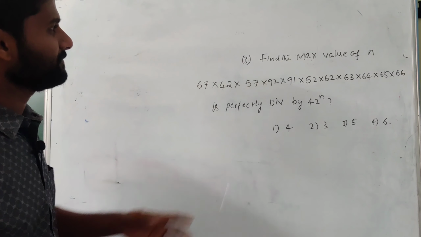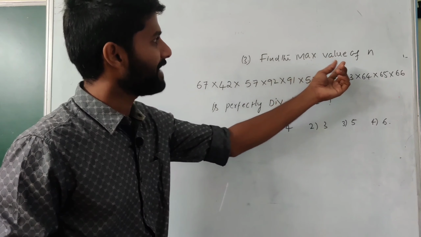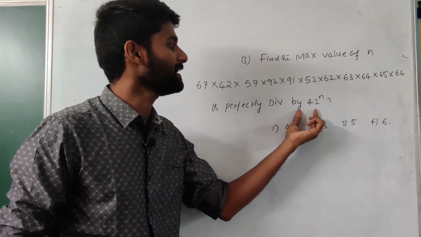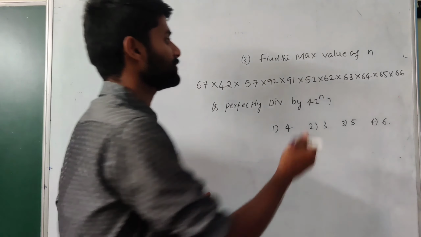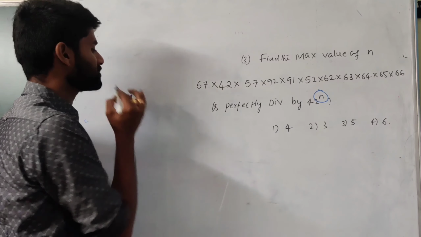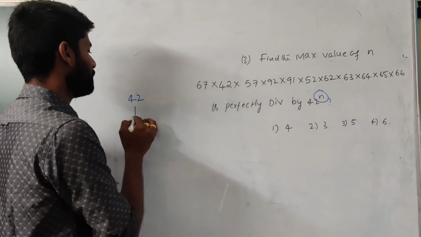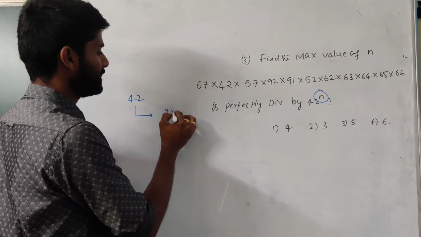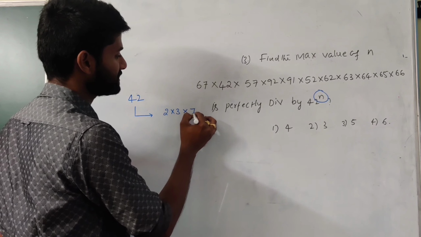Clear? See, next question. Find the maximum power value of n for the entire resultant. This number is perfectly divisible by 42 whole power n. So we need to find what is the maximum power of n. So 42 they gave as a composite number. This composite number converted into prime numbers can be written as 2 into 3 into 7.